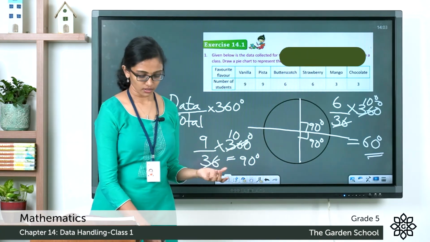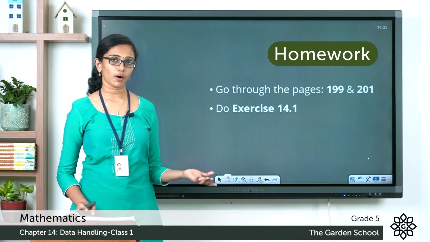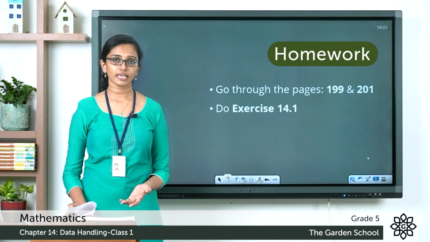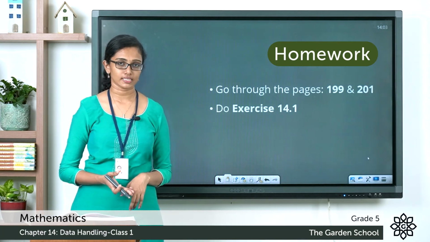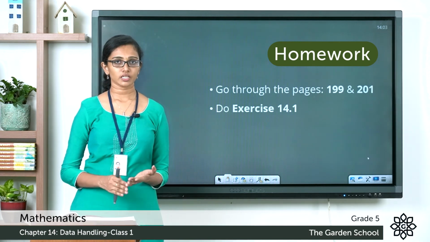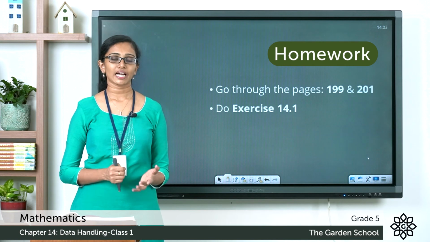Now you have to go through all these topics on pages 199 to 201 of your textbook. Then you have to complete exercise 14.1, question number 2 and question number 3. And then on page number 200, you have this heading Maths Around Us. Please go through that as well.